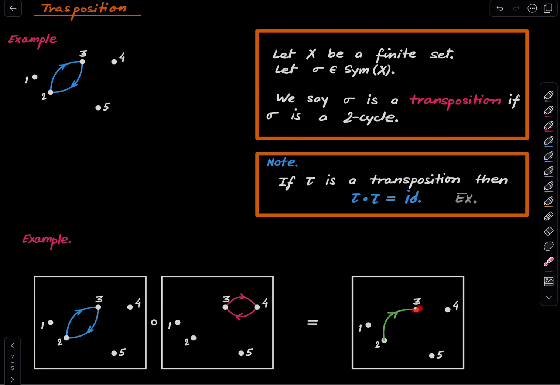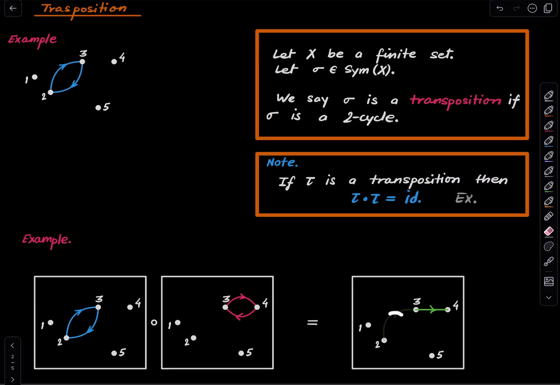Alright, what about 3? What happens to 3? So you feed 3 to the first one, what does it do? It takes 3 and outputs 4 and sends 4 as an input to the second one, but 4 is fixed by the second one. So when you feed 3 to this composite, you get 4. So 3 moves to 4.